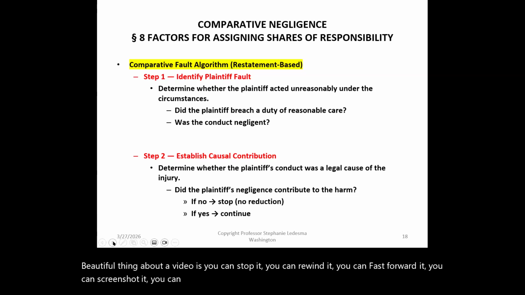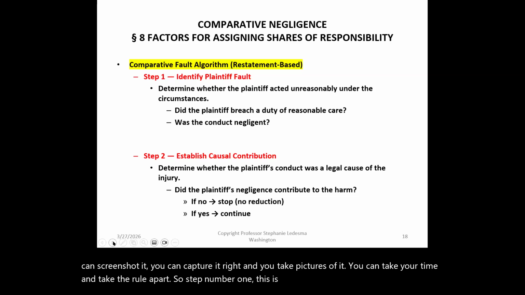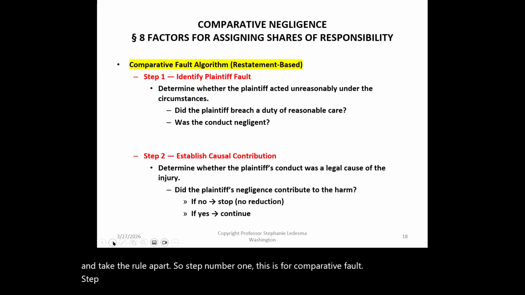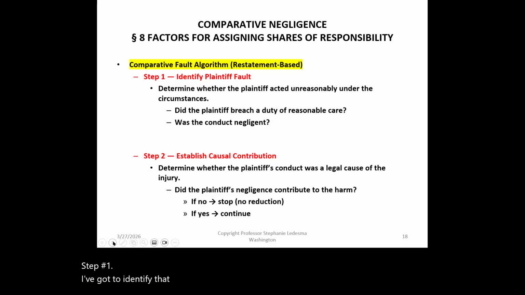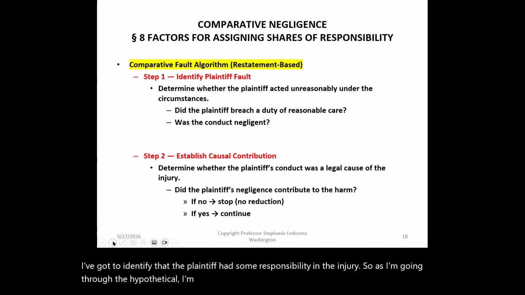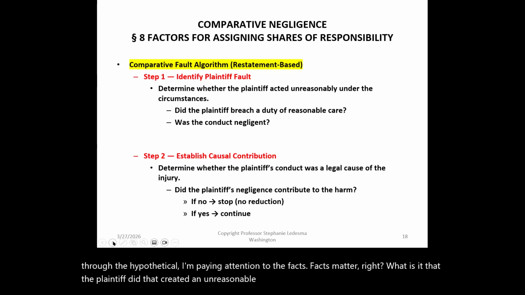You can take pictures of it, you can take your time and take the rule apart. So, step number 1, this is for comparative fault. Step number 1, I've got to identify that the plaintiff had some responsibility in the injury. So as I'm going through the hypothetical, I'm paying attention to the facts. Facts matter, right? What is it that the plaintiff did that created an unreasonable risk that led to their injury?